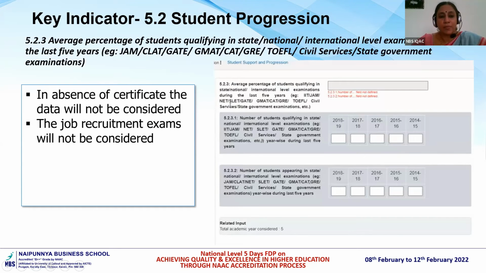And one more thing, in the absence of the certificate, like if you don't have the hall ticket of the student who has appeared, NAAC will not give any points. If you're simply maintaining the list, you will not get any point. If your student has qualified, either you should have the scorecard or the certificate he or she has obtained, that has to be filed. Otherwise, NAAC will not give any point.